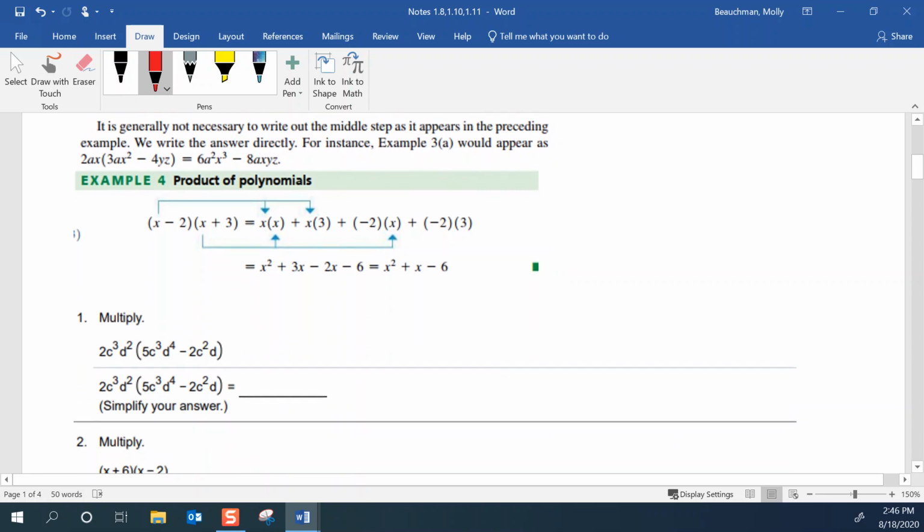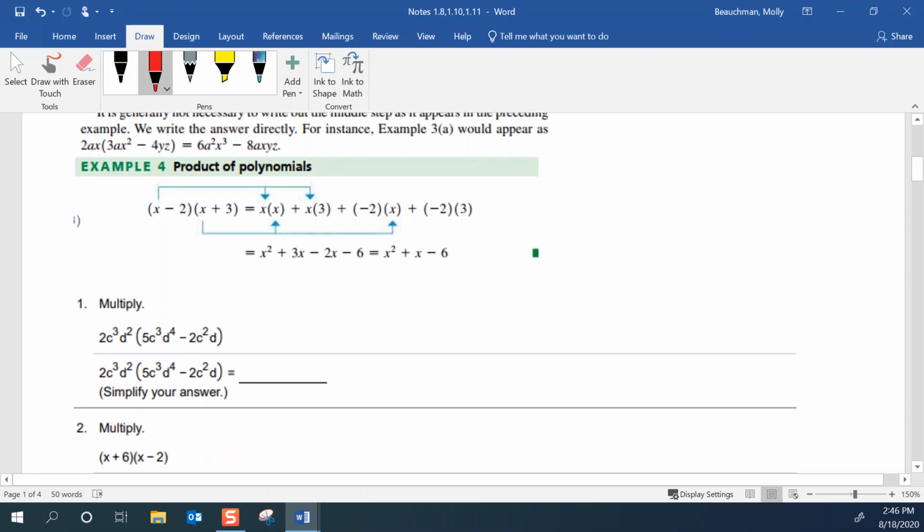Then on example 4, let's take a look at product of polynomials. This time notice we have a binomial, two terms, times another binomial. You might have remembered this or heard this as FOIL, first, outer, inner, last. And what it means, we take x times x, then x times 3. Then we take negative 2 times each item. Negative 2 times x, negative 2 times 3. So when we multiply these, we get x squared plus 3x minus 2x minus 6, add like terms, and this is what we end up with.